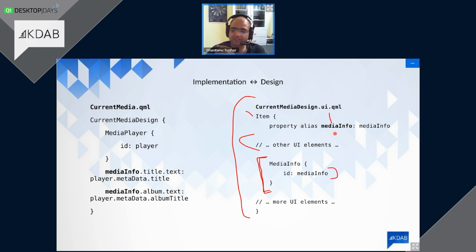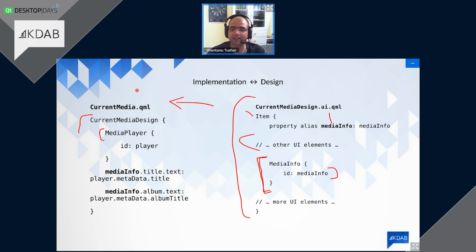So what we are doing here is we are making media info available outside this design file. Parts of your design can be exported or made available to the outside world, and they can be set values from outside then. So if you look at the implementation file now, what this does is it instantiates the media design. So this way, when you load the current media.qml, it's actually going to show you all the UI from current media design. Then we have the media player, which is part of Qt Multimedia.